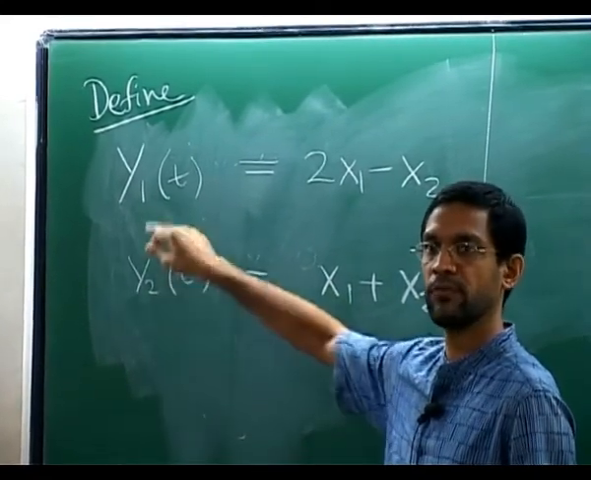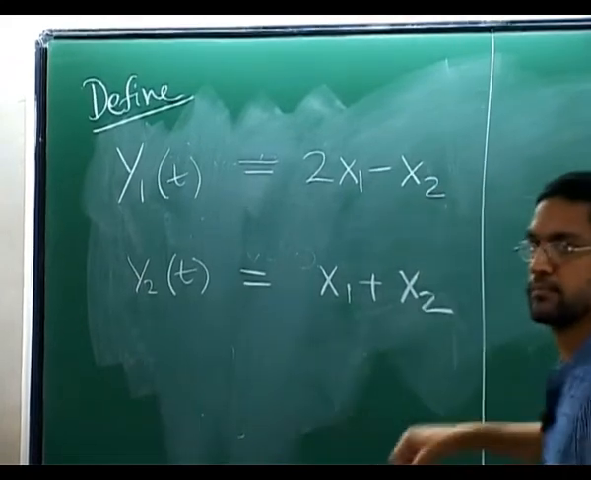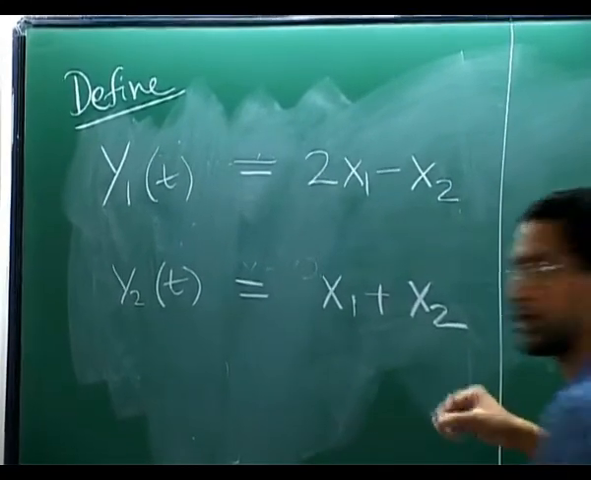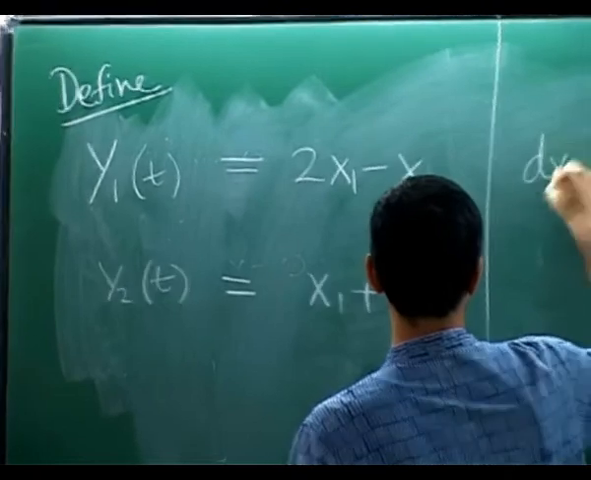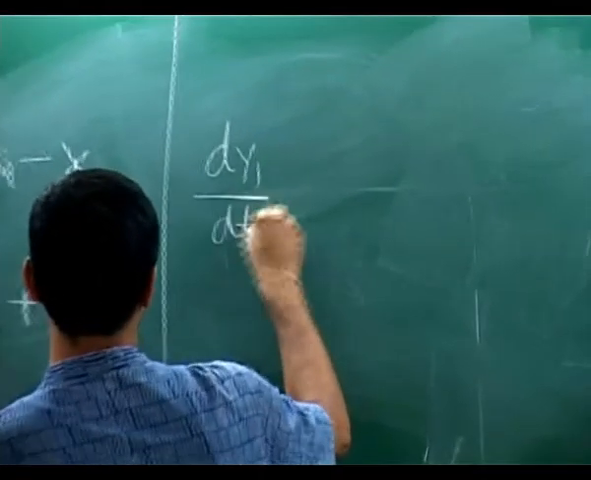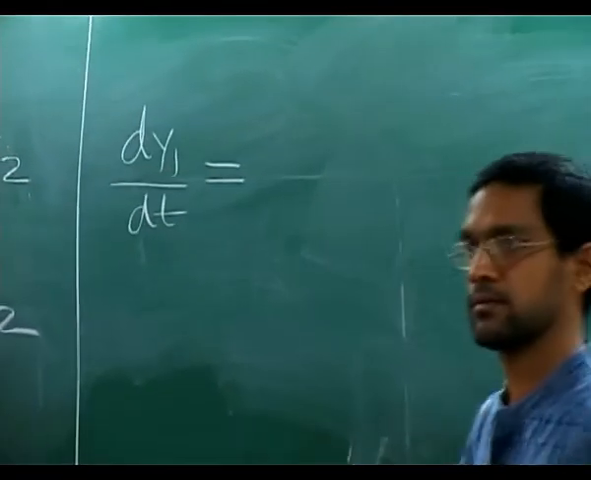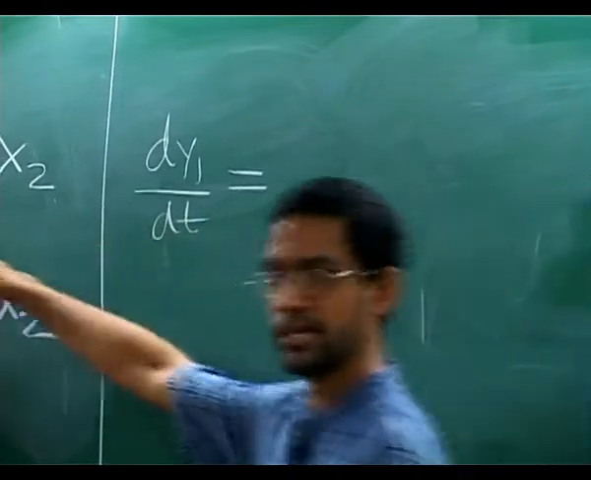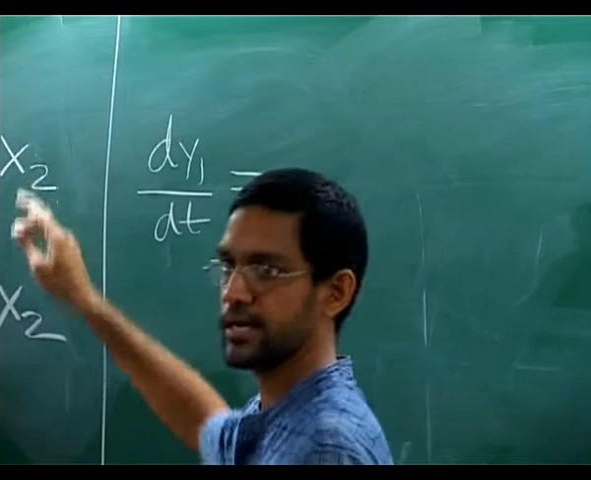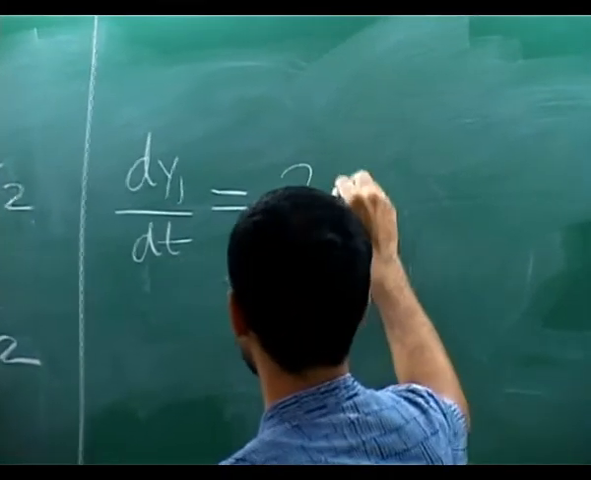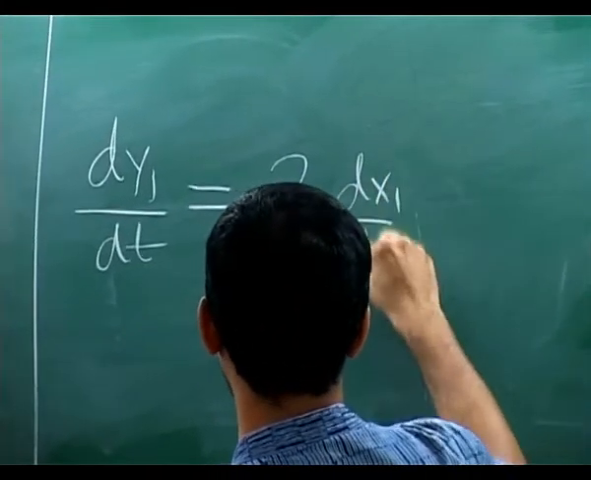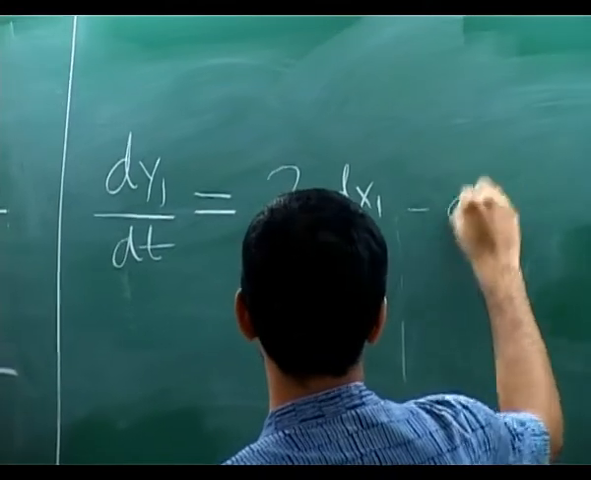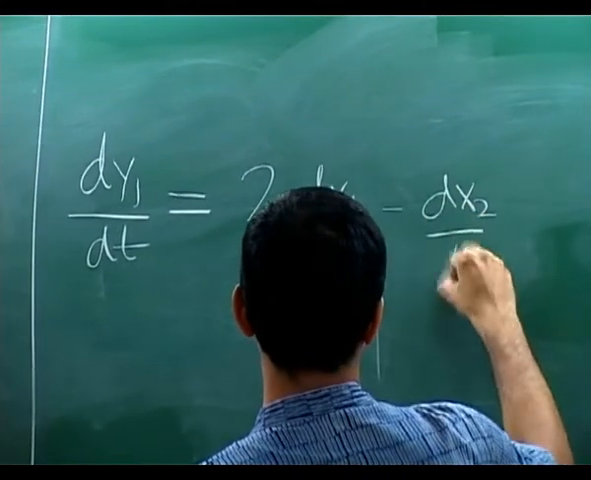So what is dy1 dt and what is dy2 dt? I want to find the equations for my new variables. So what is dy1 by dt? It's just 2 times dx1 dt minus dx2 dt. So it's 2 dx1 dt minus dx2 dt. So what is that?